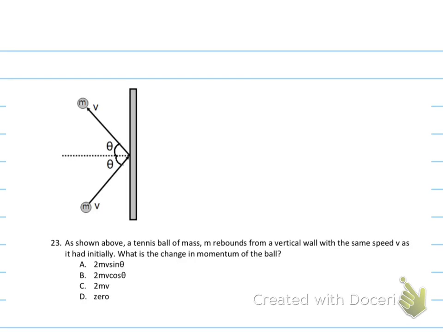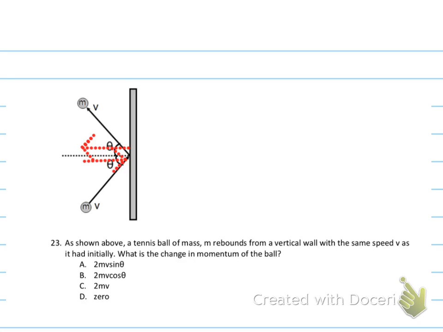Number 23, as shown above, a tennis ball of mass m rebounds from a vertical wall at the same speed v as it had initially. What's the change in momentum of the ball? All right, so we have its momentum initially going into the wall, and then it ends up coming back in the x direction we're talking now.